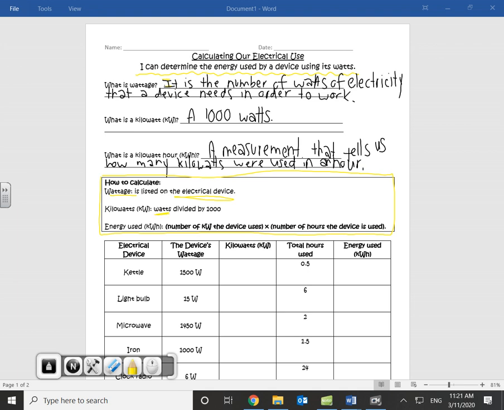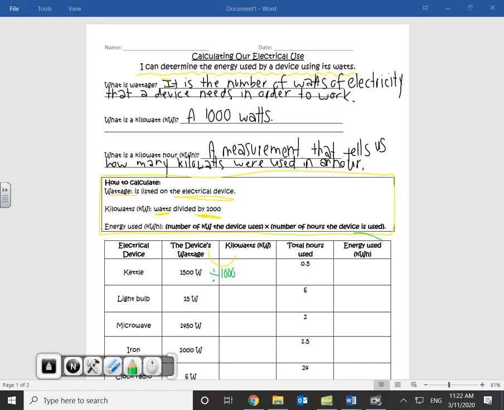Kilowatts is watts divided by 1,000. So basically this column here, all we're doing, it's kind of like in patterns and relations. You guys remember the input-output boxes? All you're doing to get from this box to this box is dividing by 1,000. Okay? And we're not expecting you to do that by hand. You can absolutely use a calculator for this.